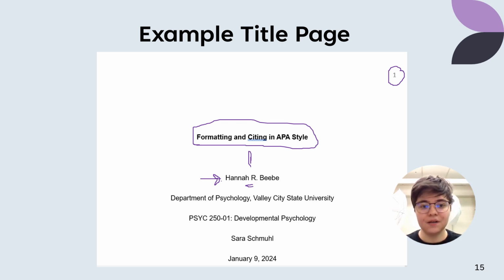Below that, you see Department of Psychology, Valley City State University. Even though I'm not a psychology major, I list the Department of Psychology because that is what the paper is for. The next information is that course info, and if you don't know which section you're in, you can definitely ask your professor about that. Then you have the professor's name and your assignment due date.